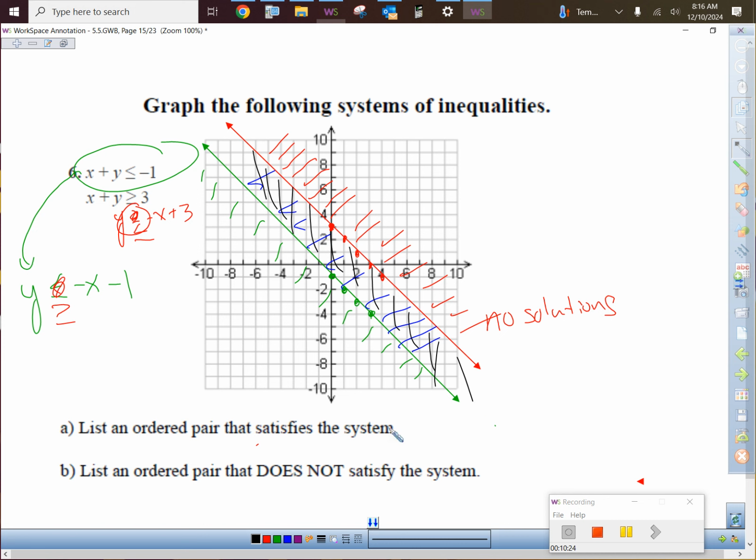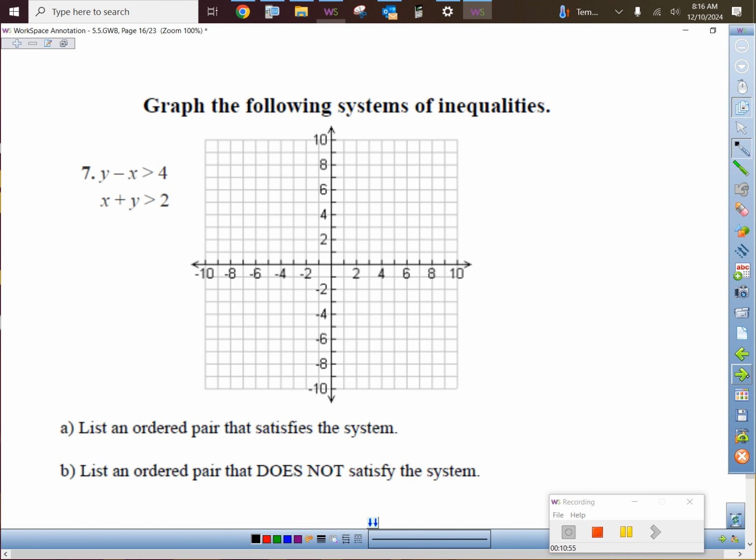So list an ordered pair that satisfies the system. There are none. There is nothing because there are no solutions. List an ordered pair that does not satisfy the solution. Pick something, right? Any ordered pair is not going to satisfy it because no ordered pairs satisfy it. How do you feel about that? Feel okay? Cool. Why don't you pause the video and give this one a try on your own.